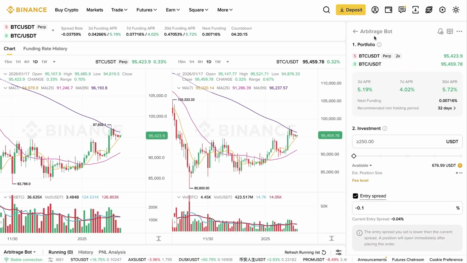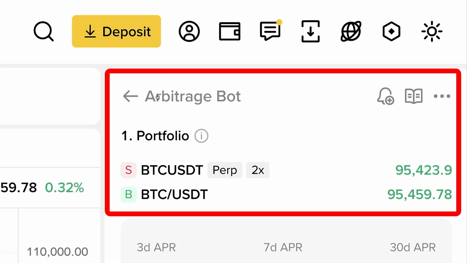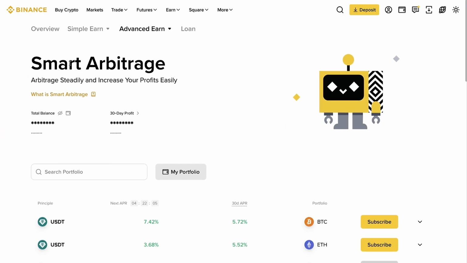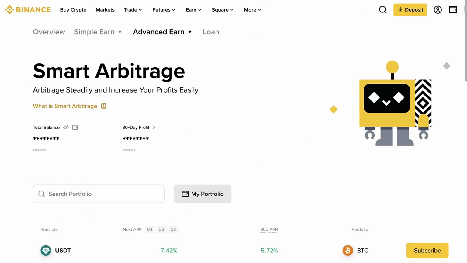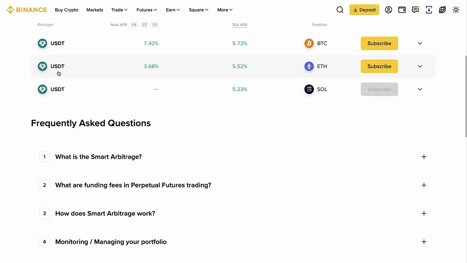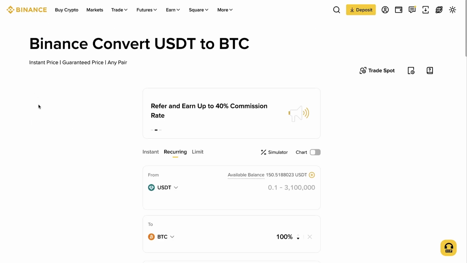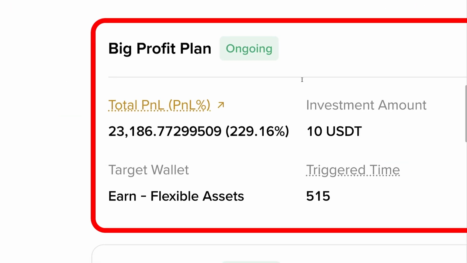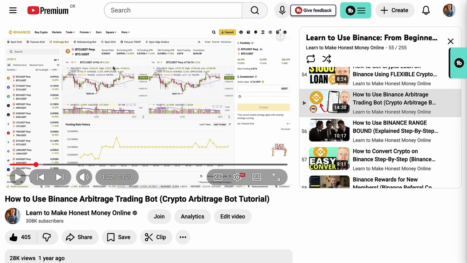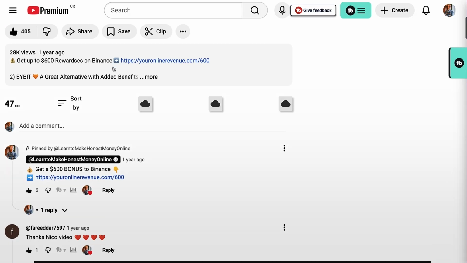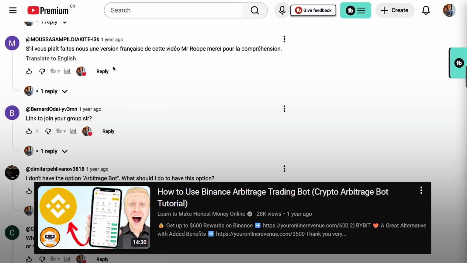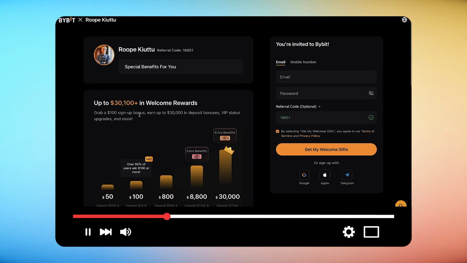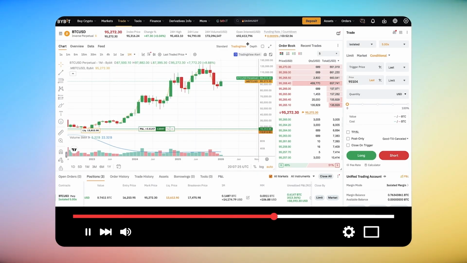Now you will learn how the automated Binance Arbitrage Trading Bot works, how it compares to Binance Smart Arbitrage and other strategies. I will compare those arbitrage opportunities to my recommended Bybit strategy that I use myself and answer your questions from my original Binance Arbitrage Bot video. In the end, I will give you an alternative platform for doing arbitrage trading.